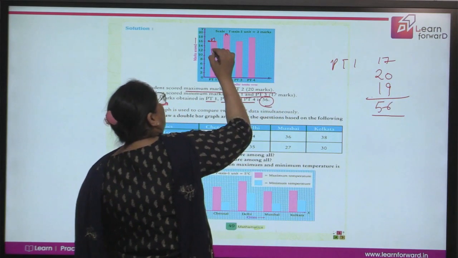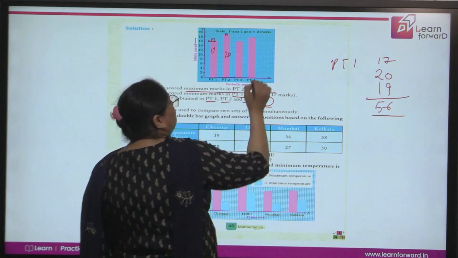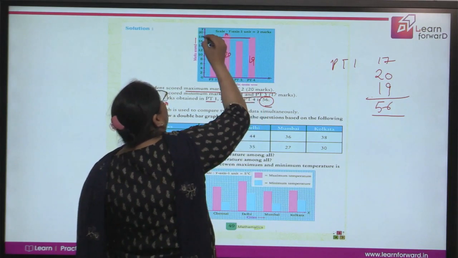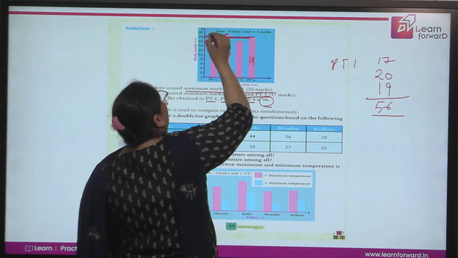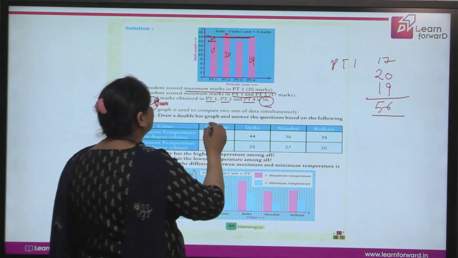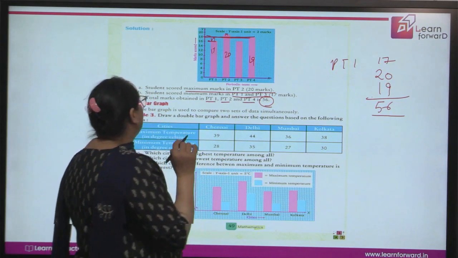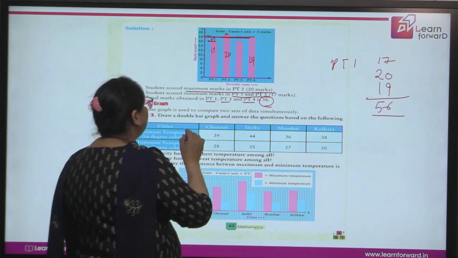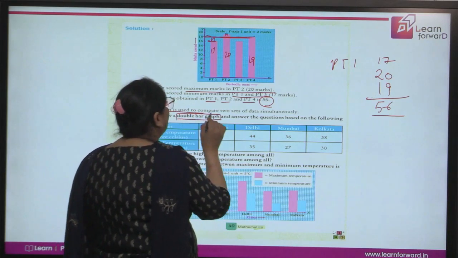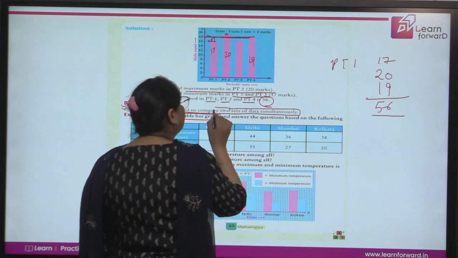This is 17 in PT1, PT2 is 20, PT4 is 19. Now what is a double bar graph? A double bar graph is when we draw two sets of data simultaneously.